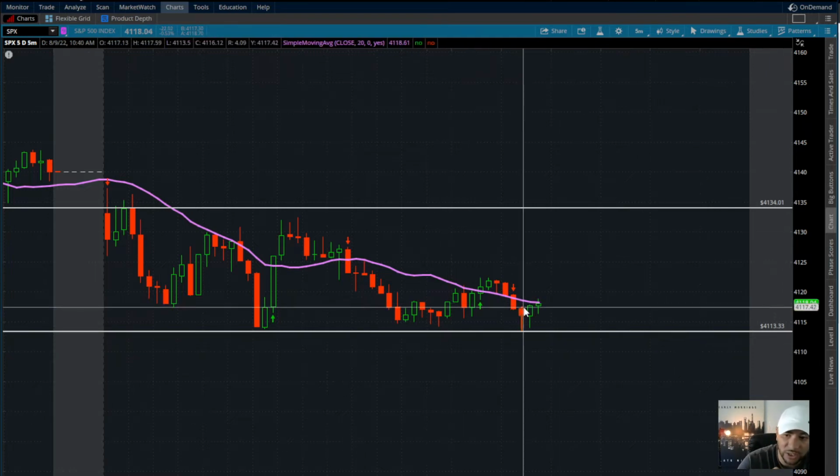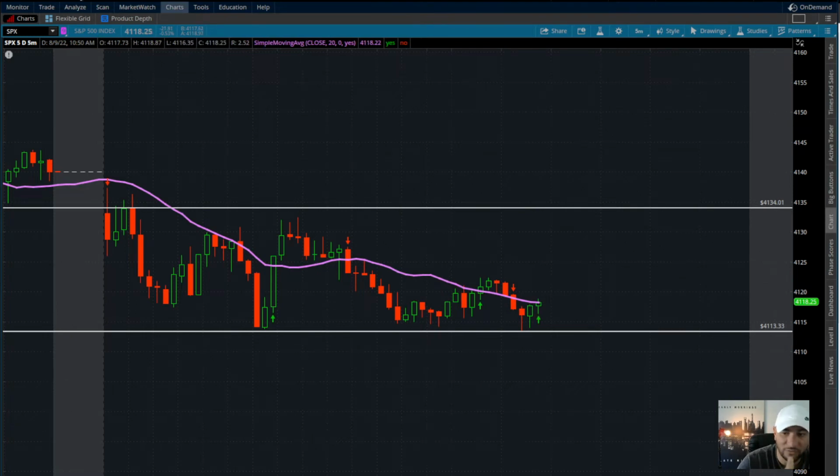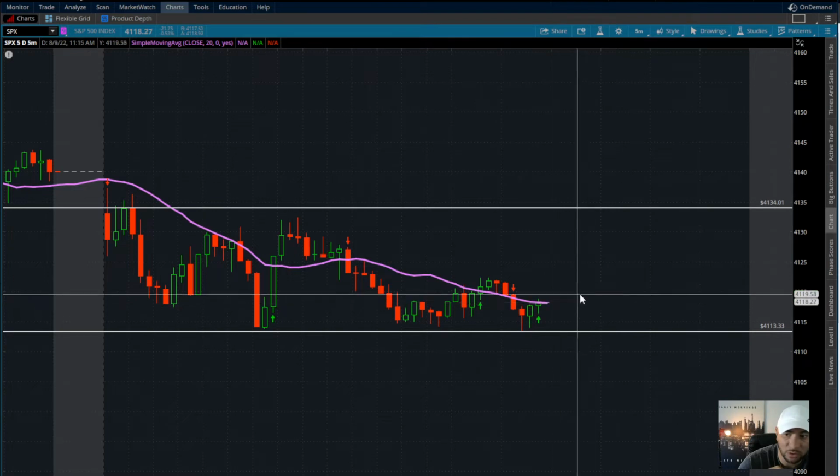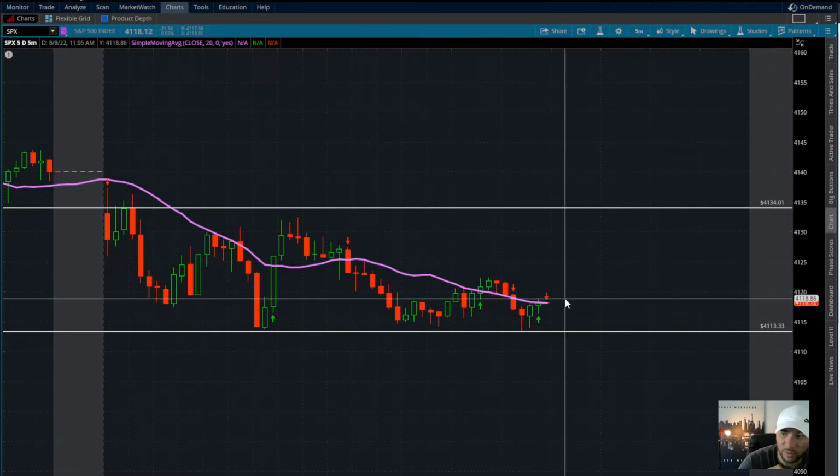Again, still getting rejected here at this 20 SMA. We do have just about 5 seconds left, so looks like if we can hang on here, we will close over. If we do get this confirmation over 41.18, I probably will take these 41.20s for a very, very quick scalp here. If we can confirm over the 41.18, let's see if we can get that break, and I'll show you guys where I would stop out if this trade fails and where I'm exactly going to enter.